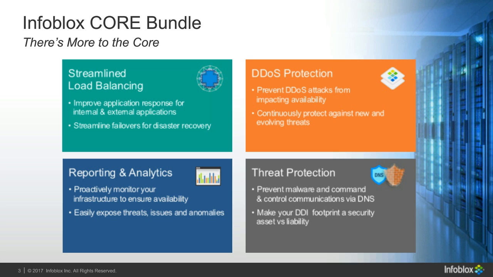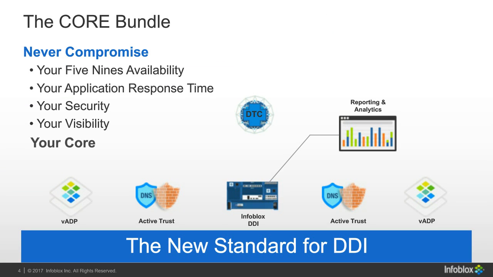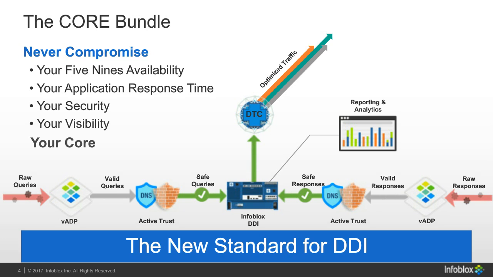Let me just show you how that lays out. In this particular diagram, you see in the middle Infoblox DDI, depicted here on hardware appliances. Of course, it doesn't have to be on hardware appliances, but it is flanked by services: virtual ADP to protect against DDoS attack from any side of the network, in or out, as well as our Active Trust service, which is something we talked about in our first webinar, to protect against exfiltration and malware. Aside from this is our reporting and analysis function, which lets you understand what's going on and have client-level visibility into what's going on in the network. And then DTC, DNS traffic control, to optimize use of resources.